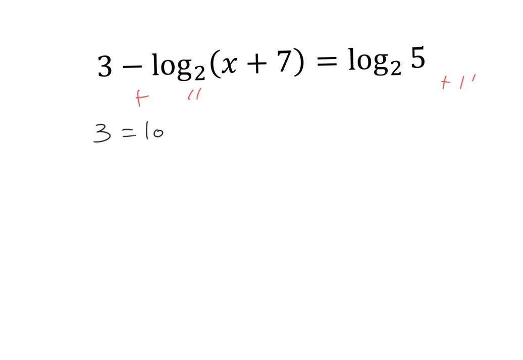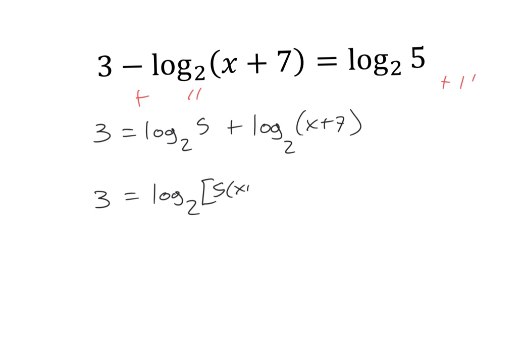I'd have log base 2 of 5 plus now log base 2 of x plus 7. And again, now I have this plus sign, which means that this is really like multiplying. So I could say this is really like saying log base 2 of 5 times x plus 7. And we could just go ahead and distribute that, make our lives a little bit easier. So that's going to be 5x plus 35.